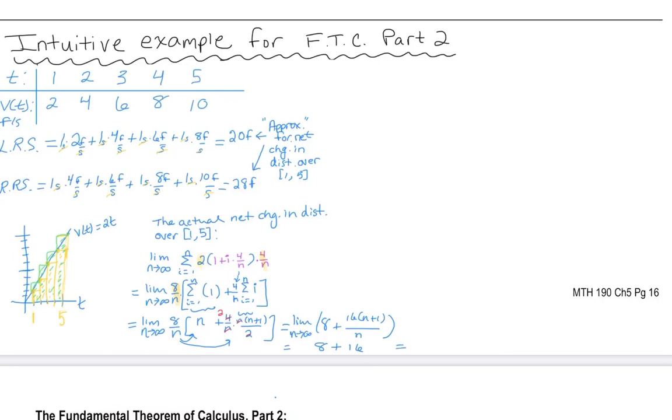And so we find out, not surprisingly, the actual area in this case under the curve was 24, kind of halfway in between our lower and our upper sum, or our left and right sum here. So 24 feet is going to be the actual net change in distance. So this is the actual net change in the distance because we let the number go to infinity.